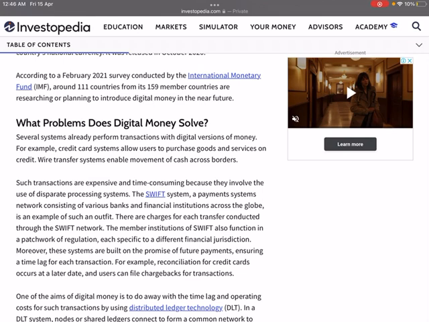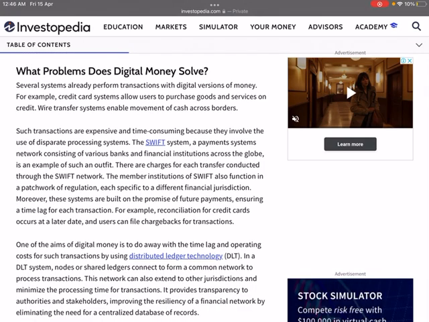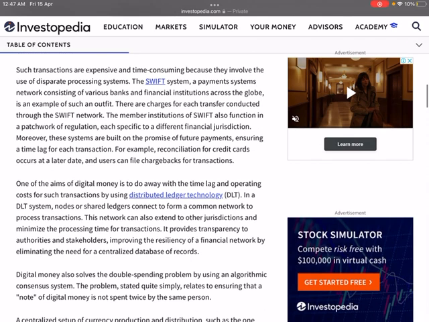What problem does digital money solve? Several systems already perform transactions with digital versions of money. For example, credit card systems allow users to purchase goods and services on credit. Wire transfer systems enable movement of cash across borders. Such transactions are expensive and time-consuming because they involve the use of disparate processing systems.